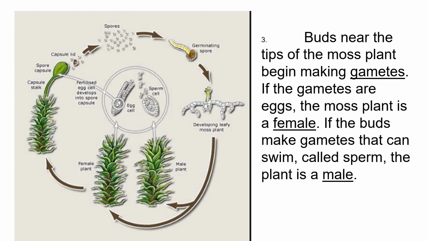Stage 3, that's going to be kind of in between. So we have stage 1, this is like 2, and then 2 continued. 3 is going to be somewhere in between number 2 and then this part right here. But in phase number 3, buds that are near the tip of the moss plant begin making the gametes. The way you tell whether that particular stalk of the moss plant is male or female: if the gametes that are formed are eggs, the moss plant is a female. If the buds make gametes that can swim, which are called sperm, the plant is considered a male.